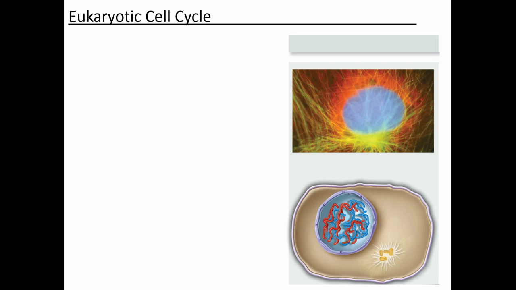So this one's going to be interphase. Okay, this includes G1, S, and G2, but we're just going to describe it as one whole phase kind of together. So one of the things that the cell is doing is it's preparing for cell division.